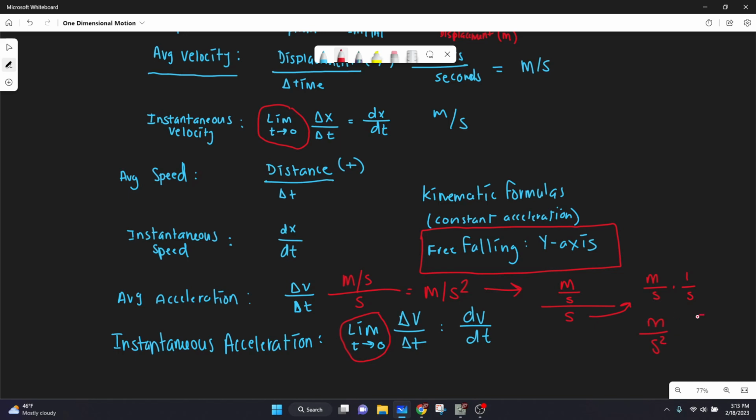Another way we could even go further: imagine this is 5 over 12, and you multiply it by 1 over 12. What do we get? We get 5 over 144, if they were integers instead of letters. And so that's an explanation for meters per second squared and how we get average acceleration in that sense. And instantaneous acceleration would also be meters per second squared.